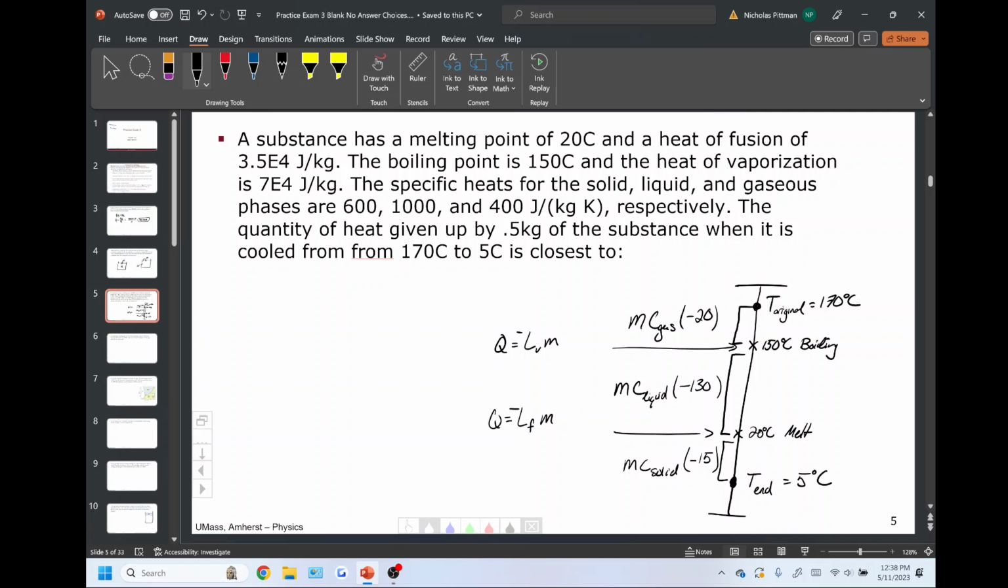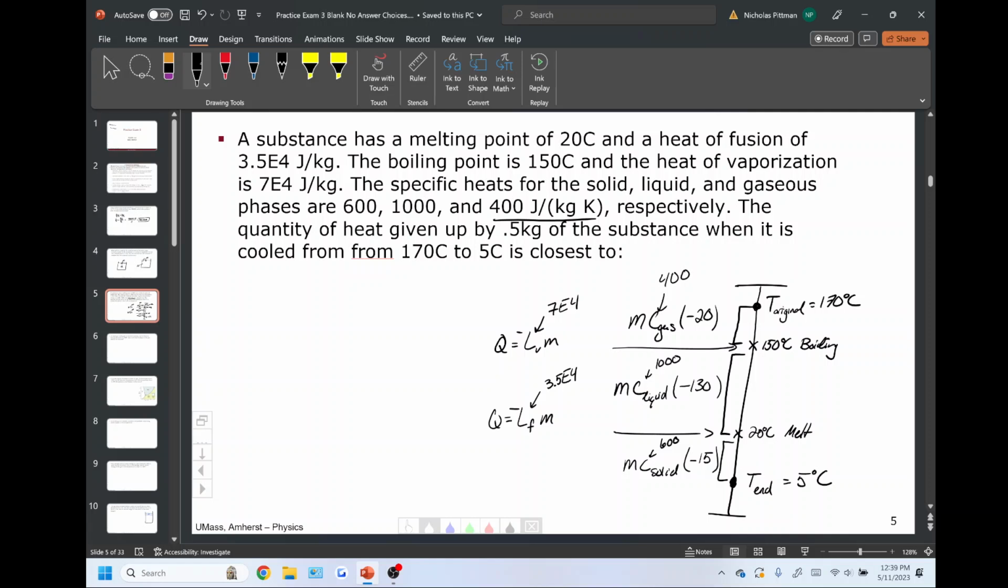So M is 0.5 kilograms everywhere. Okay, C of the gas phase is told to us to be 400. The liquid phase is 1,000. The solid phase, C, is 600. Heat of vaporization is 7 times 10 to the fourth, and latent heat of fusion is 3.5 times 10 to the fourth. So I'm just going to add up all these numbers at once here.